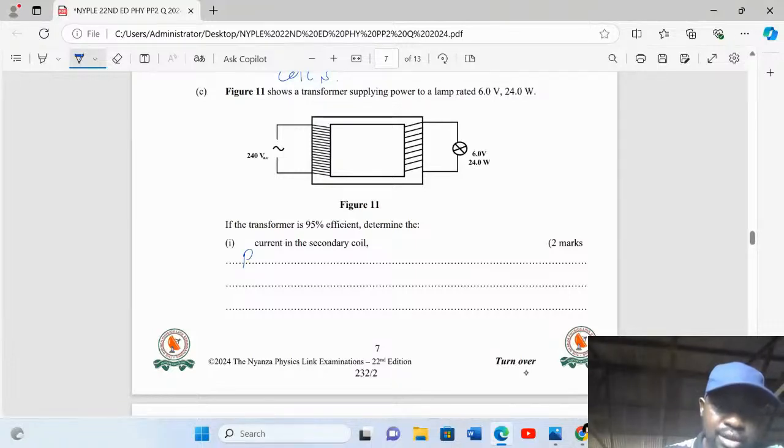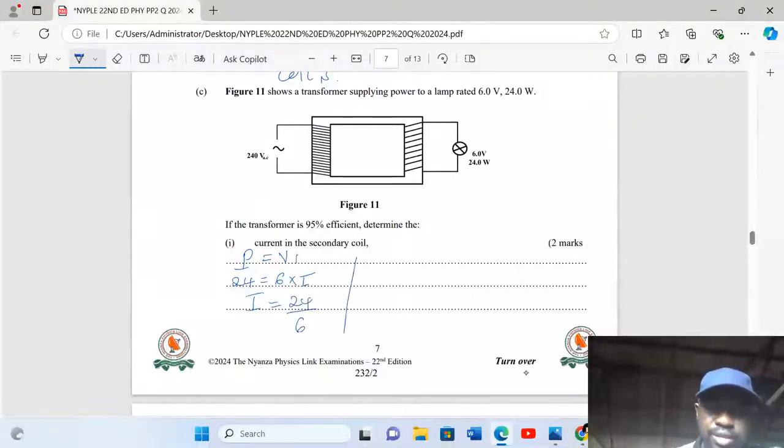We say power is given by VI, where we have 24 given by the voltage of 6 times I. Therefore, our I becomes 24 divided by 6. Therefore, our current becomes 4 amperes.